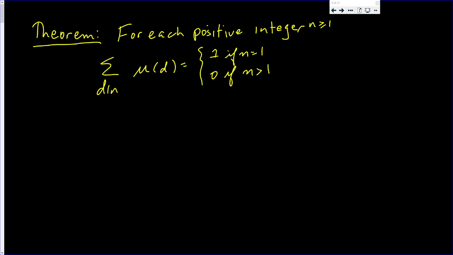In this video I'm going to prove an interesting theorem. For each positive integer n greater than or equal to 1, the sum of mu of d, where we sum over all the divisors of n, is equal to 1 if n is 1, and it equals 0 otherwise, if n is bigger than 1.